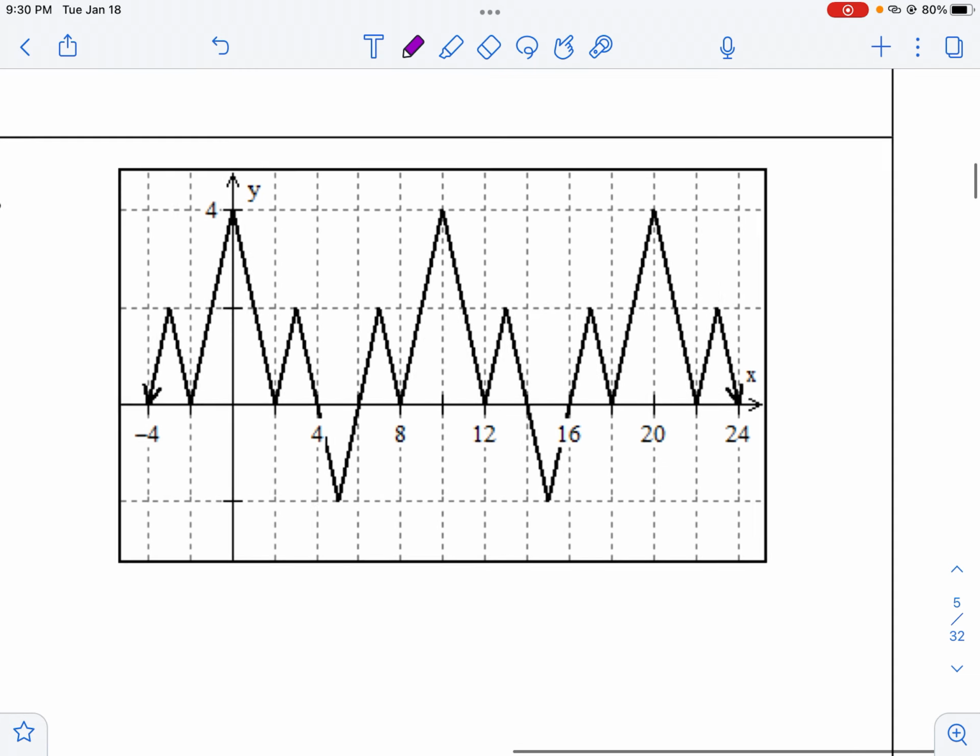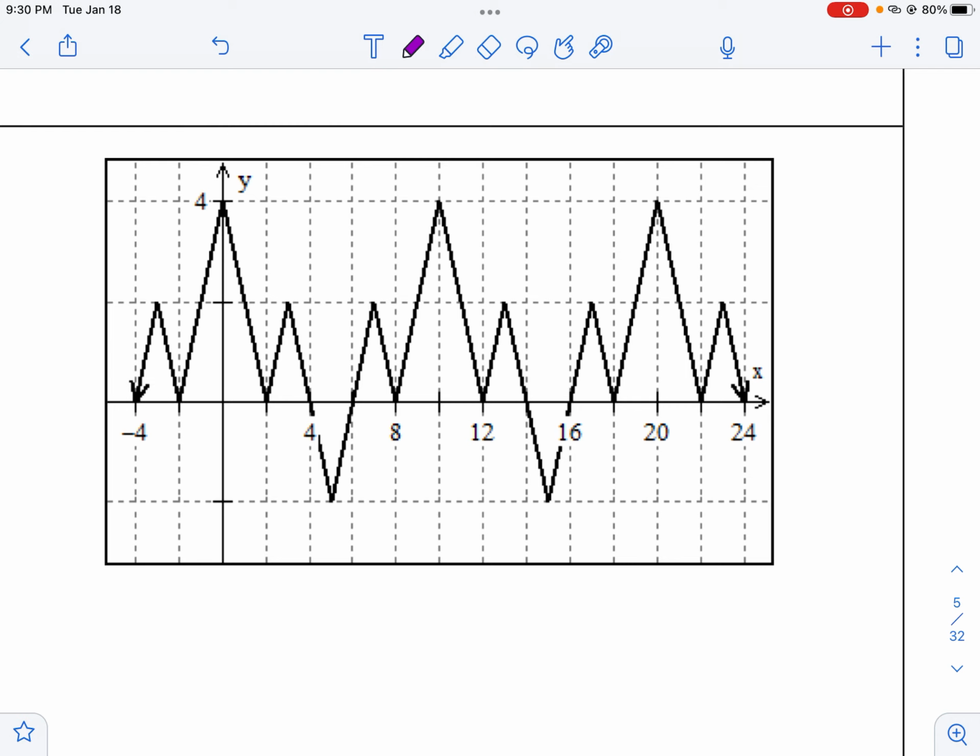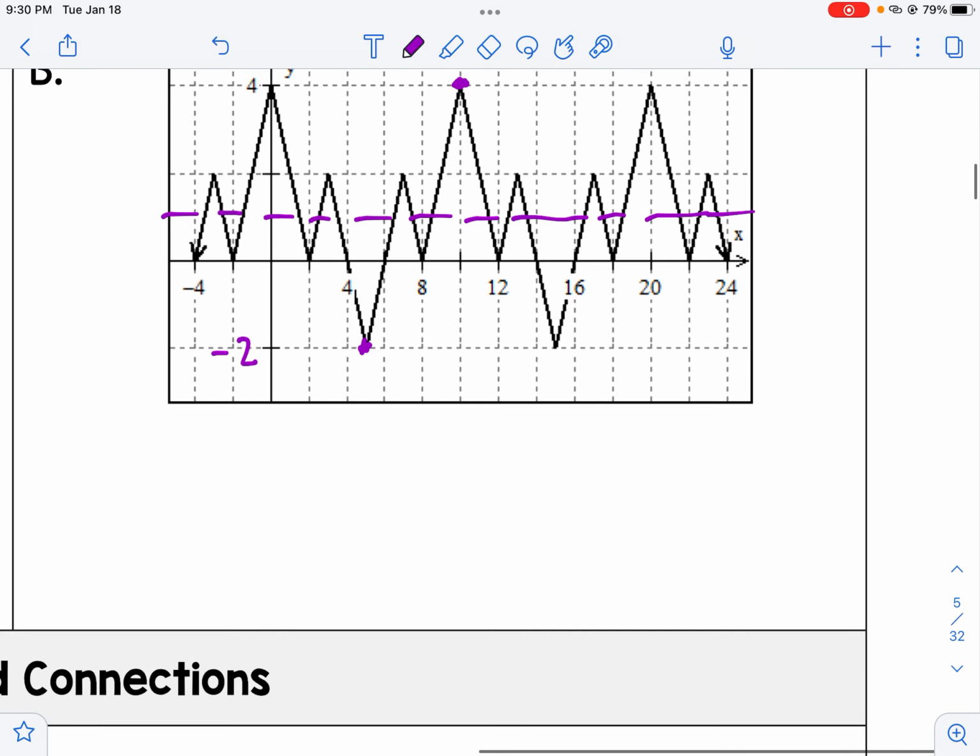Part B, the midline here, again, if I take that max and that min, I determine that this one's at 4 and this one's at -2, that's a difference of 6. So that means halfway between them would be 3. That would be here for my midline, which means that my amplitude is 3.